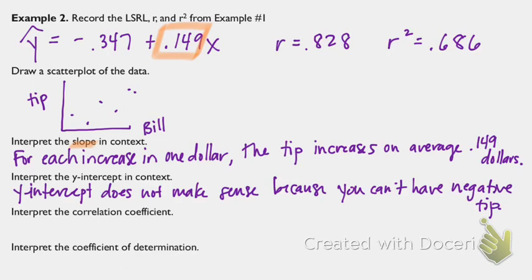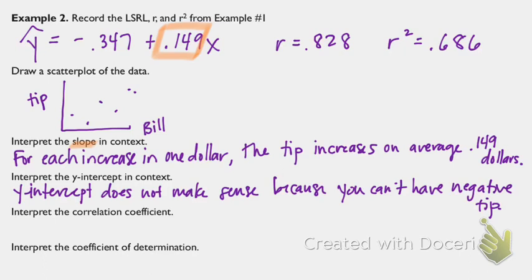Your y-intercept is what you get when you set x to 0, that's your y value. So when x, the bill, is $0, it's saying that I tip negative 34 cents.